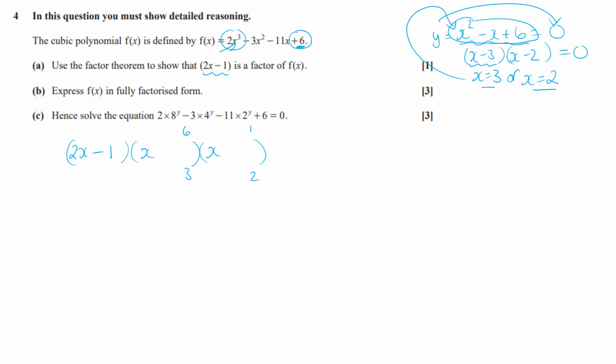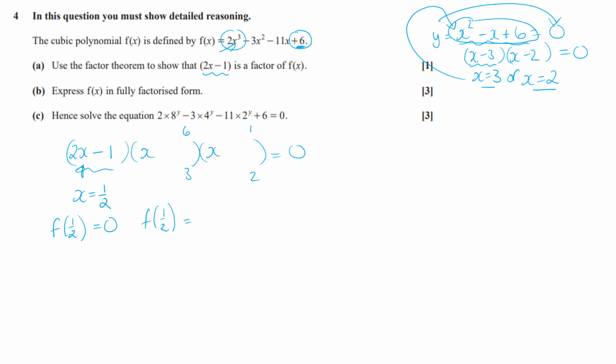But part A says use the factor theorem to show that the 2x minus 1 is a factor. Well, if 2x minus 1 is a factor, then if we solve that equal to 0, the x that would make that happen in that first bracket is x going to be equal to a half. If we do f of a half and get 0, that shows that the 2x minus 1 was a factor. So what is f of a half?